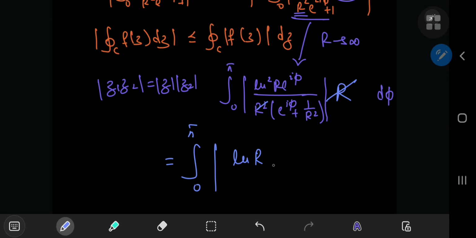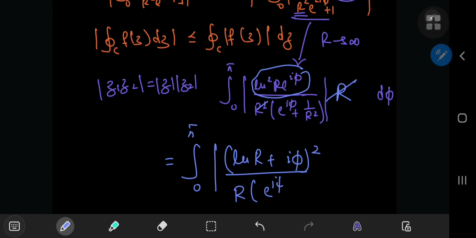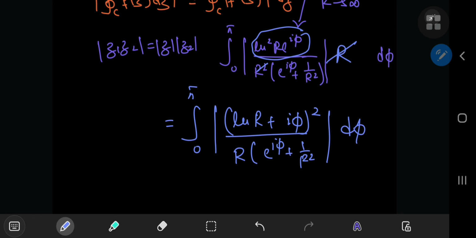You can separate some stuff here, natural log of r plus i times phi squared up in the numerator, correct? And divided by 1 over r, e to the i phi plus 1 by r squared d phi. Now in the limit as r goes to infinity, this term is going to go to 0, and we have a natural log term and a polynomial competing for supremacy upstairs and downstairs.